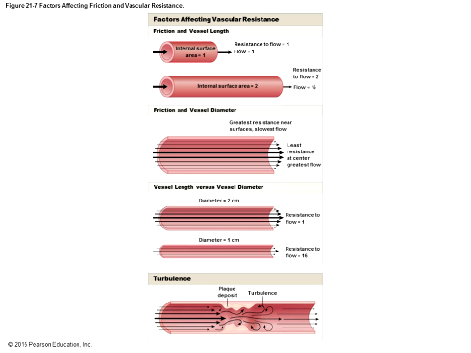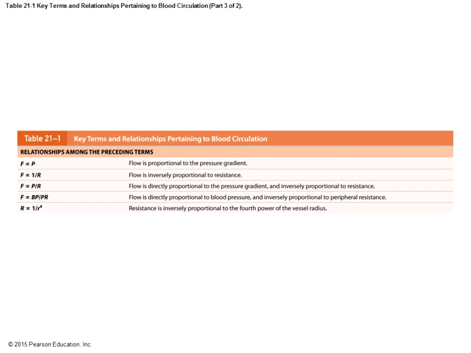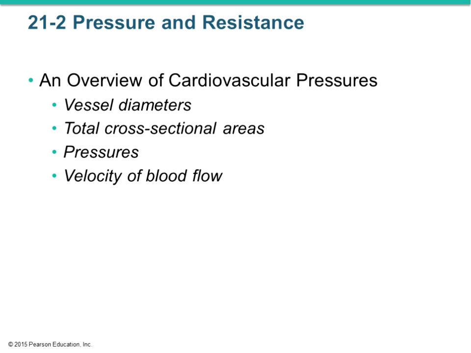Okay? And so here's just sort of a visual of what we were talking about, right? Friction and vessel length, right? Vessel diameter is a really significant one, and turbulence, right? So that's obviously going to have a very significant impact. Okay? And this just again sort of shows the relationship between blood flow and pressure and circulation. So you want to review that table as well as you're going through it. Okay? All right.